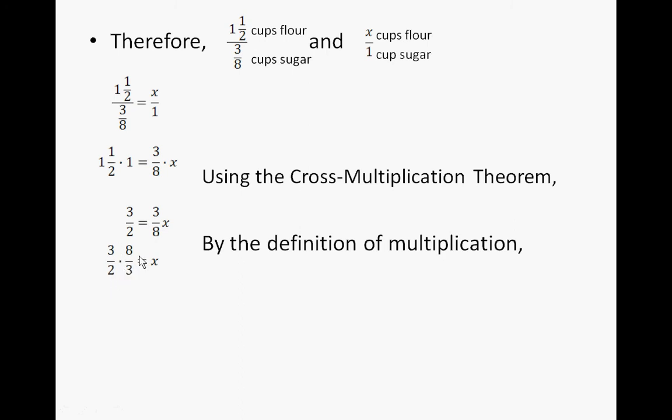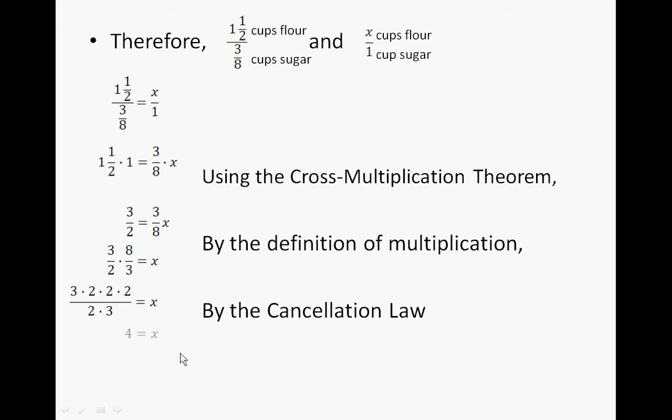So 3/2 times 8/3. Notice that we flipped this around, because this would end up being a division problem, so we're just going to multiply by the reciprocal. We can write this as a product of prime factors, so 3 times 2 times 2 times 2 over 2 times 3. You notice that we have one cancellation. So by the cancellation law, what we have left is 2 times 2 over 1, which is 4. So our missing value is 4.